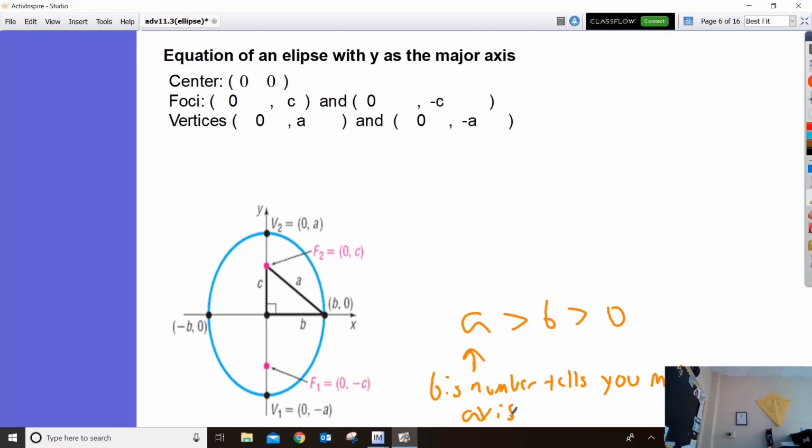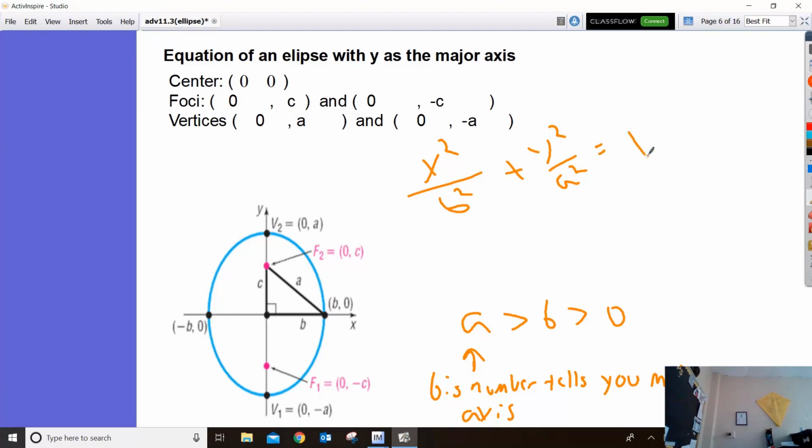Because we're going to rewrite this one. It's almost exactly the same form, except we don't put a squared under x, because A is big. We put it under y. So very similar form. It's actually x squared over b squared plus y squared over a squared is 1.